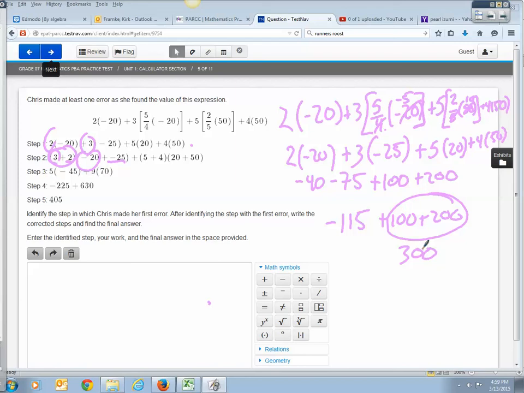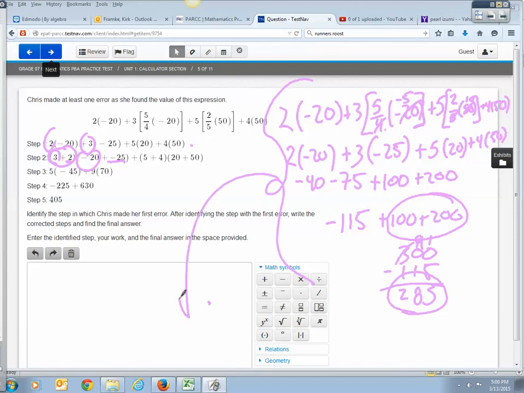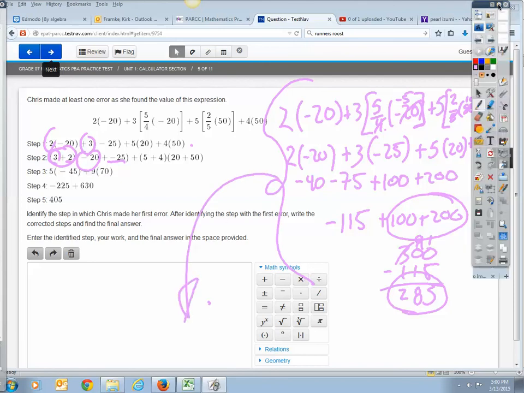So subtract 115 from 300. I have to borrow, so this is 9 and this is 1. So that's 5, that's 8, that's 2, so the answer is 285. And so all of this work here goes in here. So actually that wasn't too bad.